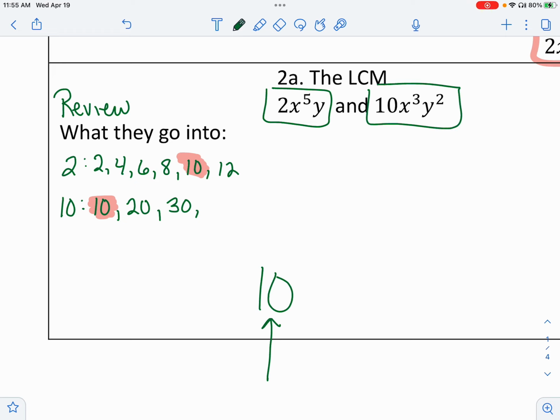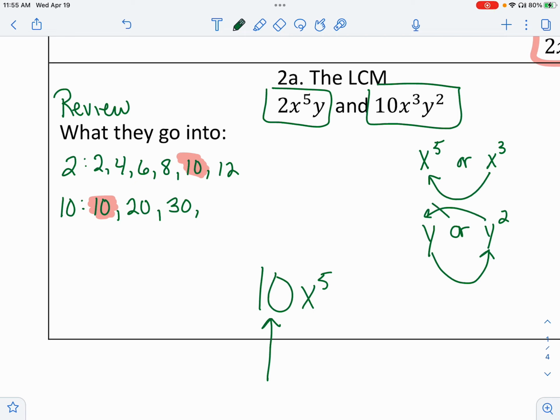Now, do you think that I should pick x to the fifth or x to the third? What do they both fit into? Well, x to the third fits into x to the fifth, but x to the fifth does not fit into x to the third, so I need to pick x to the fifth. Do you think I should pick y or y squared? Y fits into y squared, but y squared does not fit into y, so I must pick y squared.